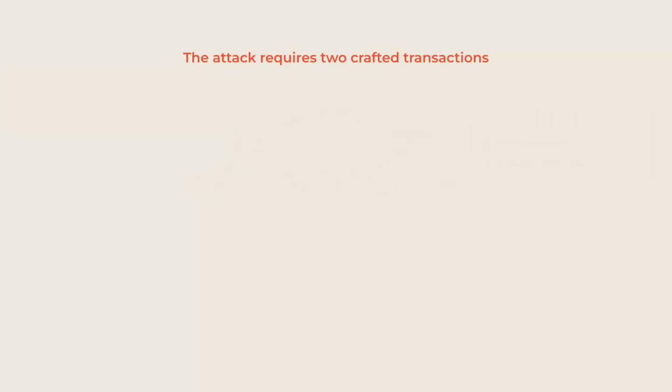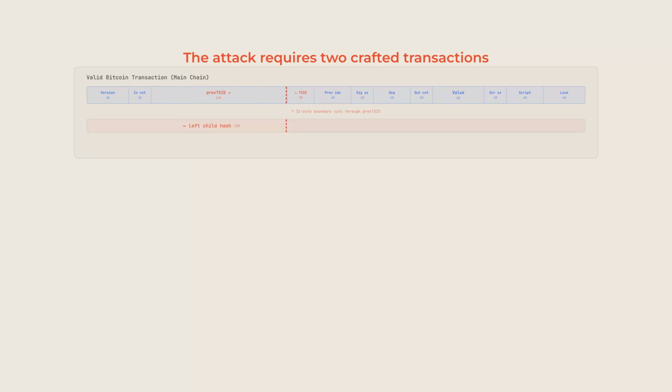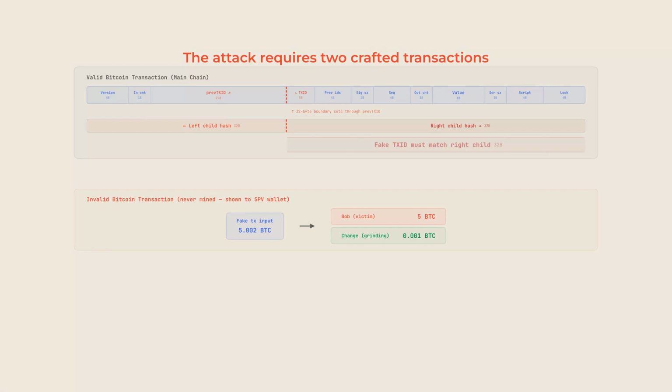Here's how the attack works. Alice needs two transactions. The first one is the real transaction, a malicious 64-byte transaction that actually gets mined. Its first 32 bytes will be read as a left child hash, and its last 32 bytes as a right child hash. The second transaction is the fake one, a normal-looking payment, say 5 BTC to Bob. This one never gets mined. But its transaction ID, the hash of that payment, must exactly match those last 32 bytes of the real transaction.